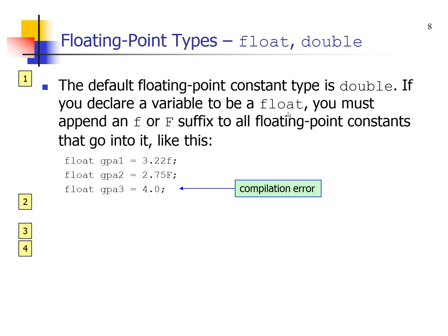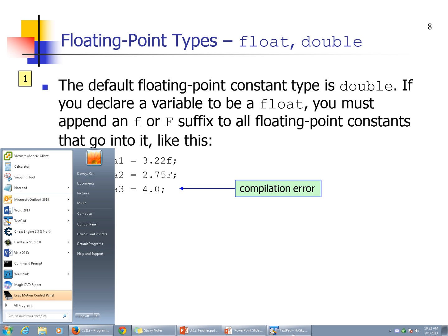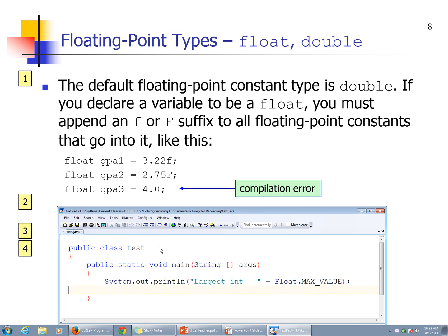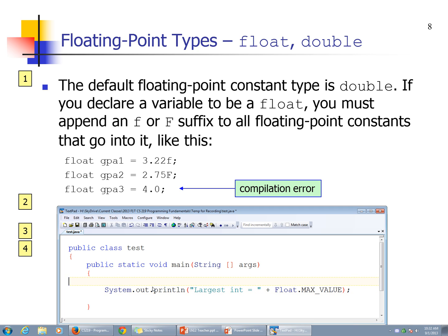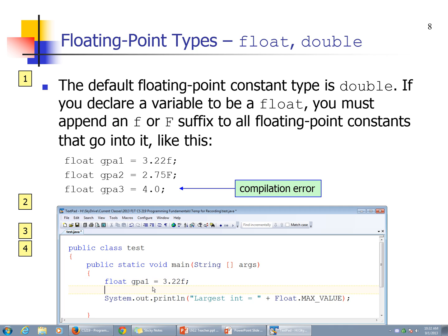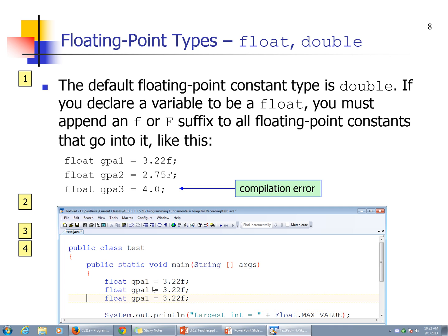All right. When defining floating point, you can put an F. Actually, let's do this in code so we can see it. I'm going to define three variables. I'm going to call float GPA1 equals 3.22F. Then I'm just going to copy this two more times. It's going to be GPA2 and 3. And it's going to be 2.75. And the last one will be 4.0.